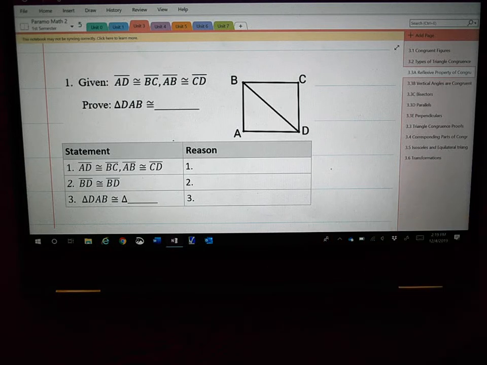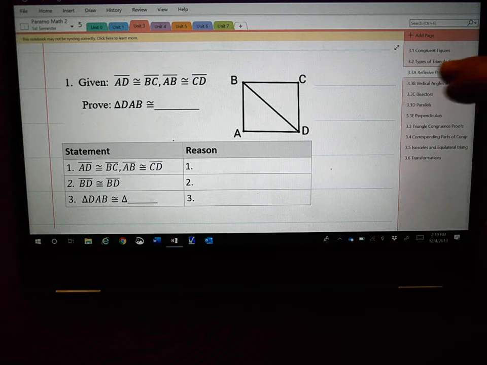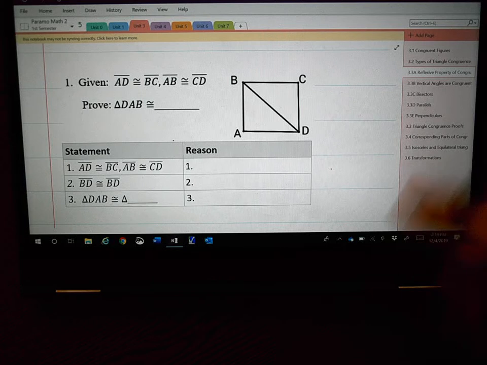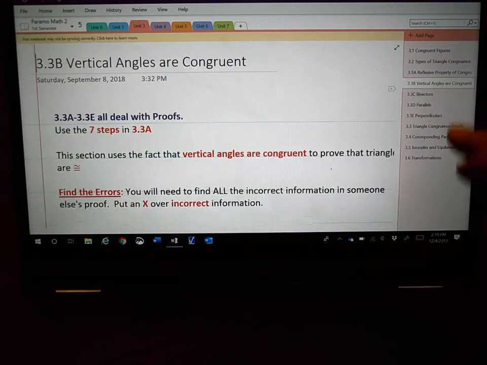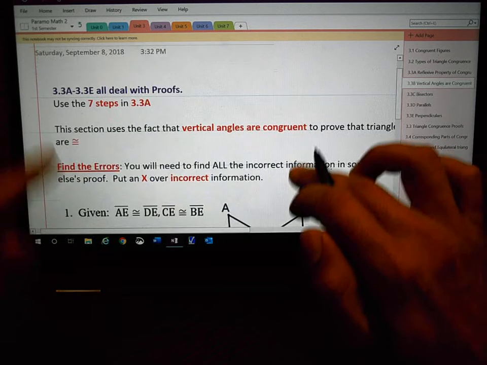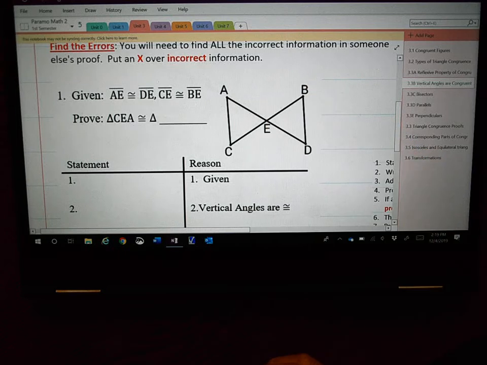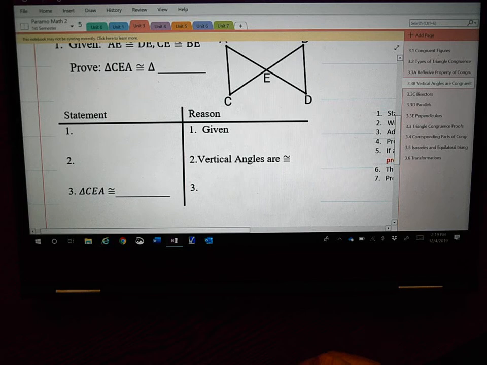Proofs were all about proving the triangles congruent using something from section 2. If you know your 5 shortcuts, we added something called the reflexive property. We added something called the vertical angles are congruent reason, that this angle is going to be the same as that angle. And we can prove it using one of our 5 postulates.